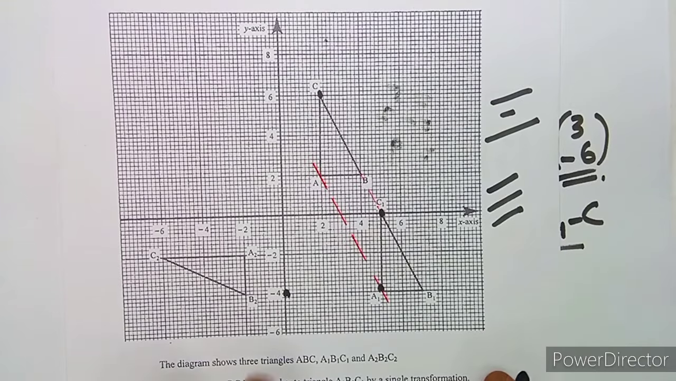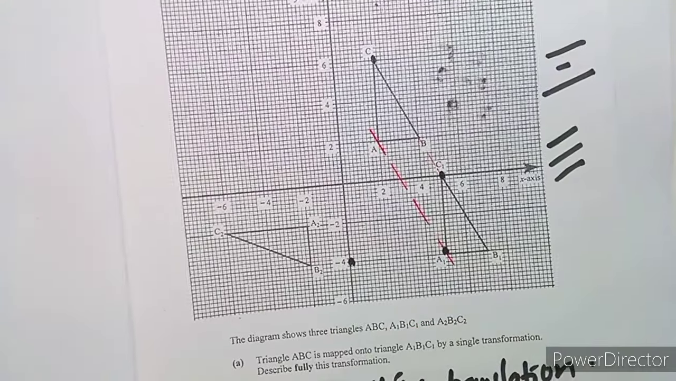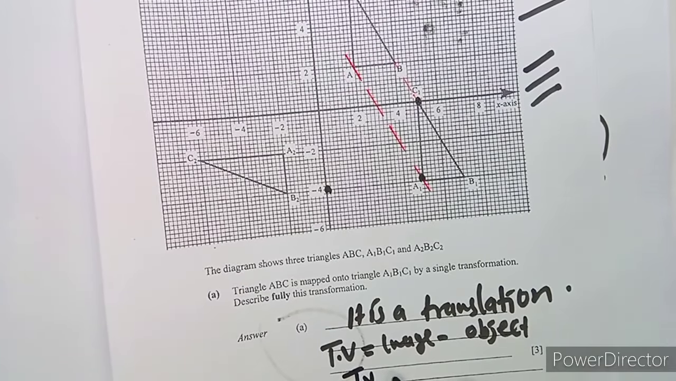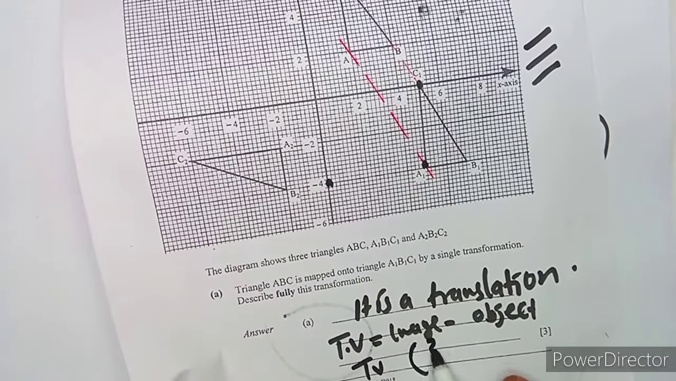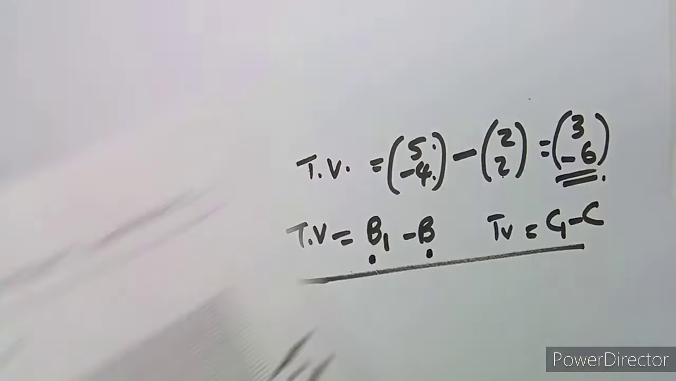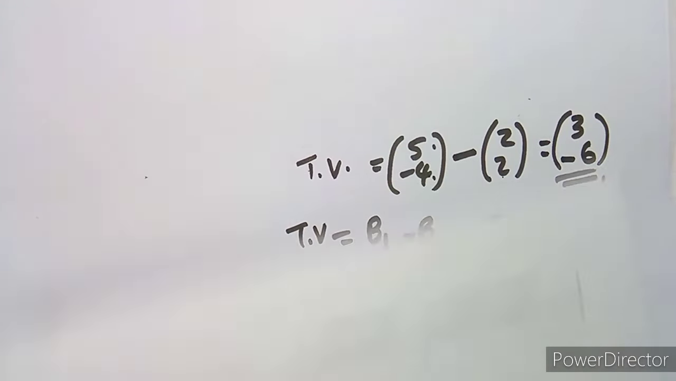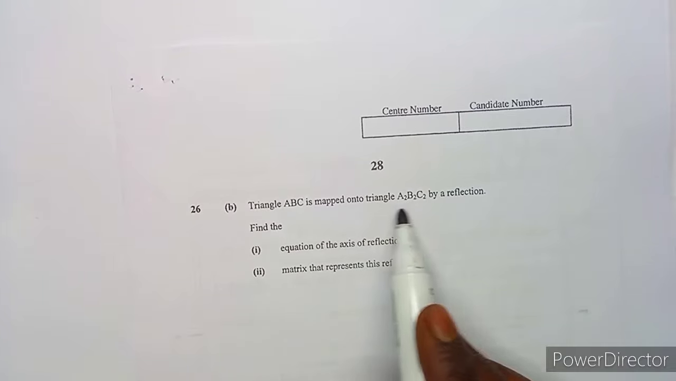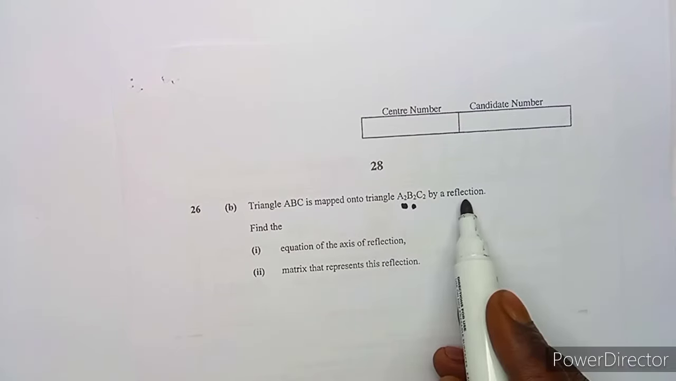Now, because of the presentation, it's because of the paper and everything that we are using there. But anyway, that is what we have. So therefore our translation vector here is (3, minus 6). All right, that is what we had in this case. Then on the other part, we are being given that triangle ABC is mapped onto triangle A2B2 by a reflection.